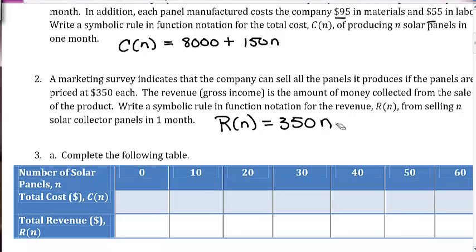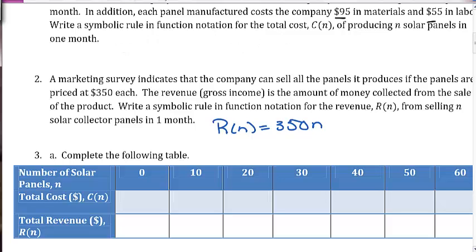And I am going to change the color of this, actually I'm going to make it blue. So R of n was 350n, and I'm going to change this one to red.